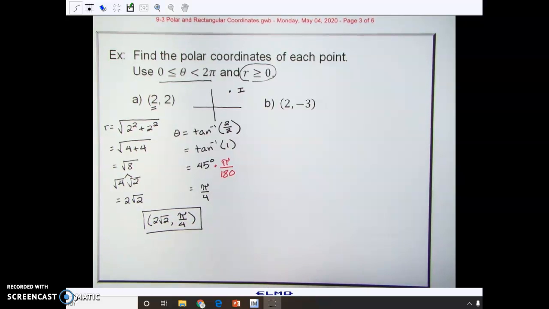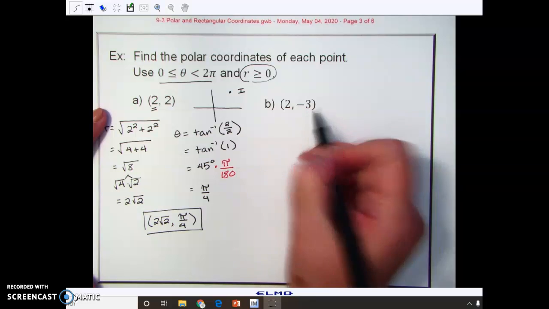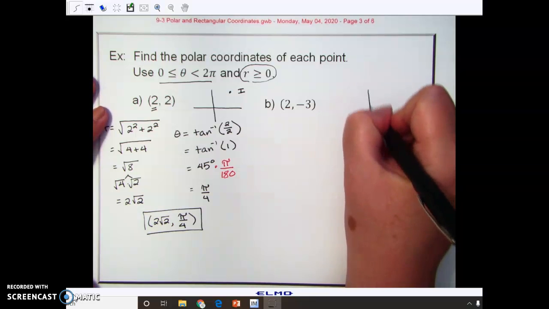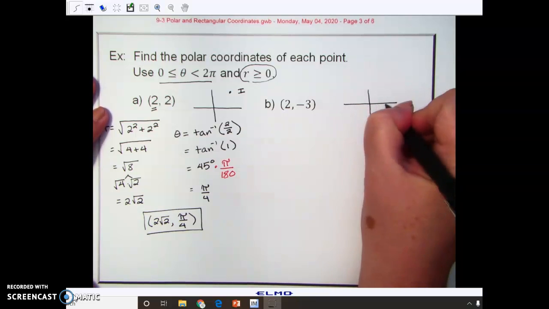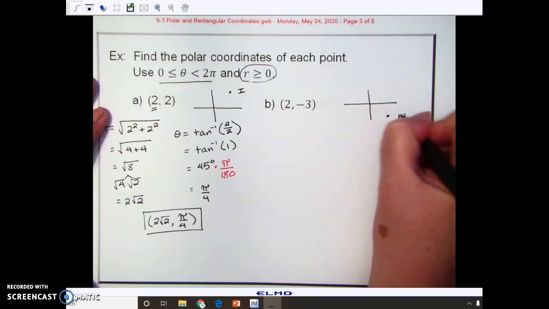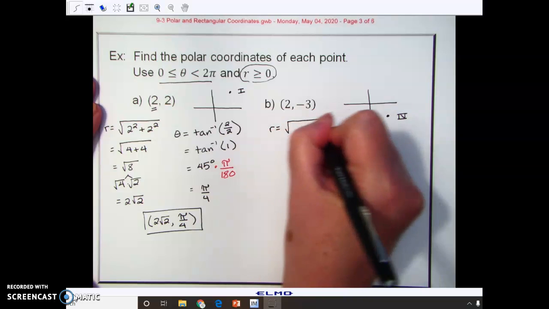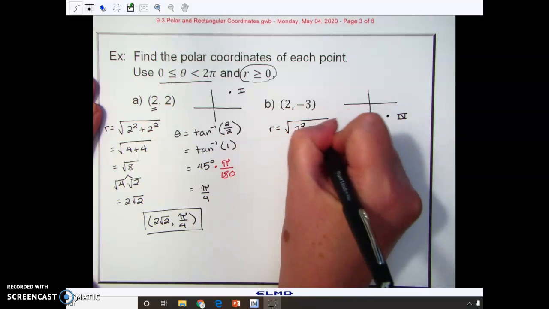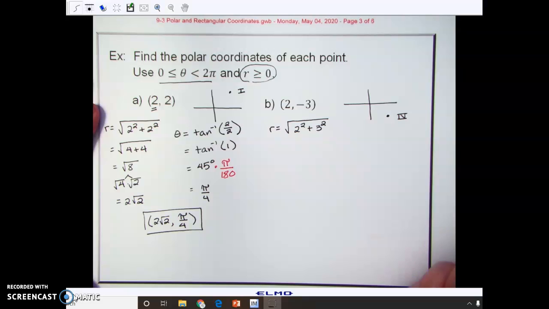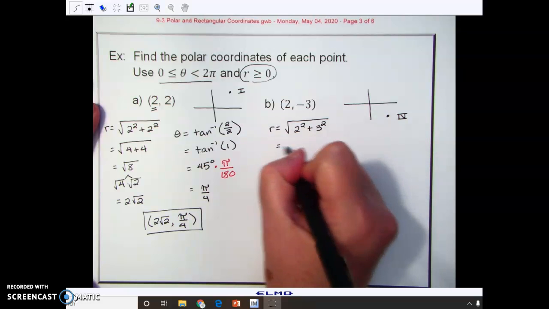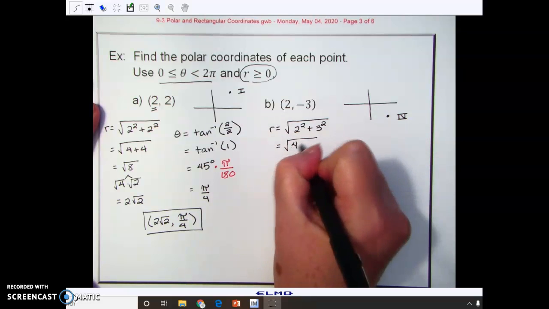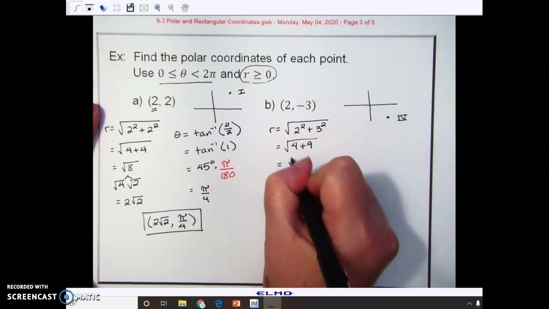So if we take a look at the next one, we've got (2, -3). So let's get an idea of where that's located. So that's positive 2, negative 3. So it's somewhere in the fourth quadrant. So R is going to be the square root of 2 squared plus 3 squared. And again, because I'm squaring it, I don't want to worry about that negative. So we get the square root of 4 plus 9, which is the square root of 13.